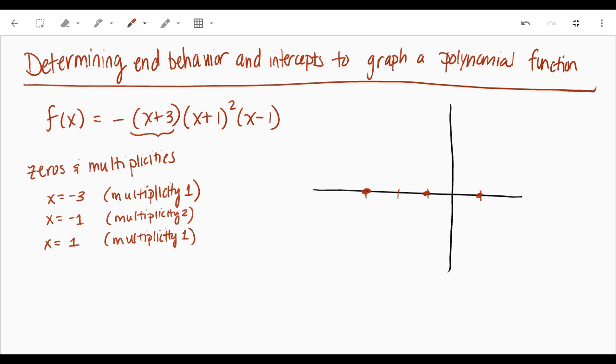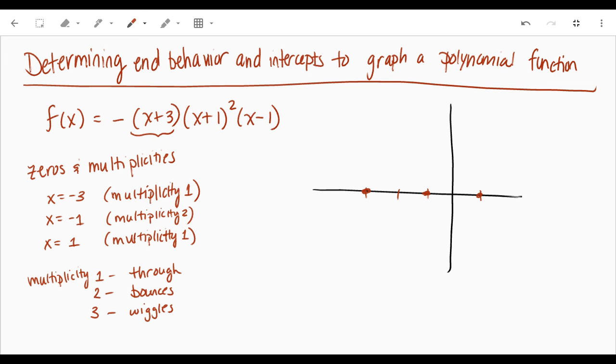You might remember if the multiplicity is 1, it goes through. If the multiplicity is 2, it bounces. If the multiplicity is 3, you might remember it wiggles. That's kind of what we talked about when I taught Algebra 2. In other words, it acts like the function of that same degree. And let me say that again because it's really important. It acts like the function of the same degree.